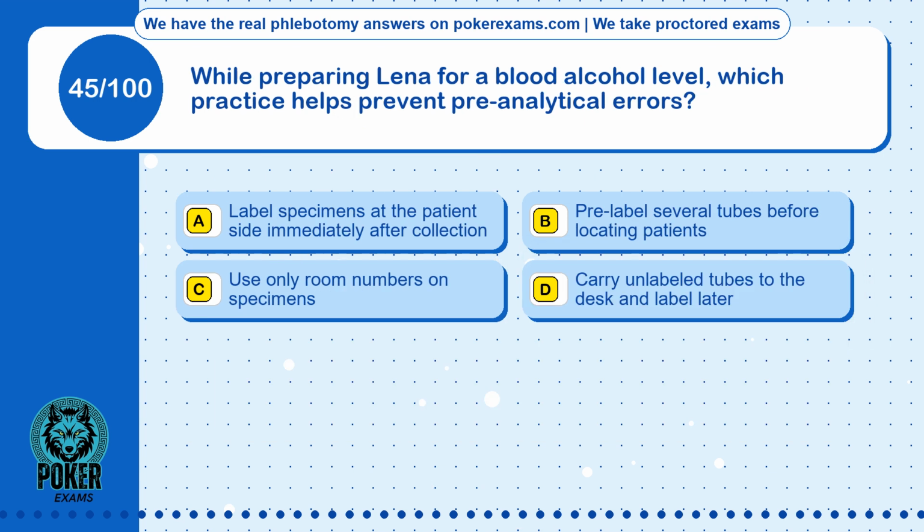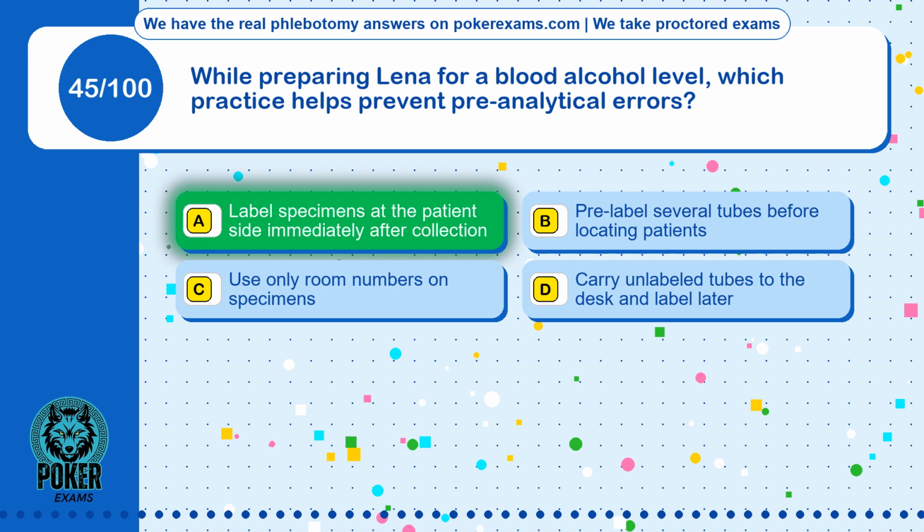Question 45. While preparing Lena for a blood alcohol level, which practice helps prevent pre-analytical errors? Option A. Label specimens at the patient's side immediately after collection. Option B. Pre-label several tubes before locating patients. Option C. Use only room numbers on specimens. Option D. Carry unlabeled tubes to the desk and label later.